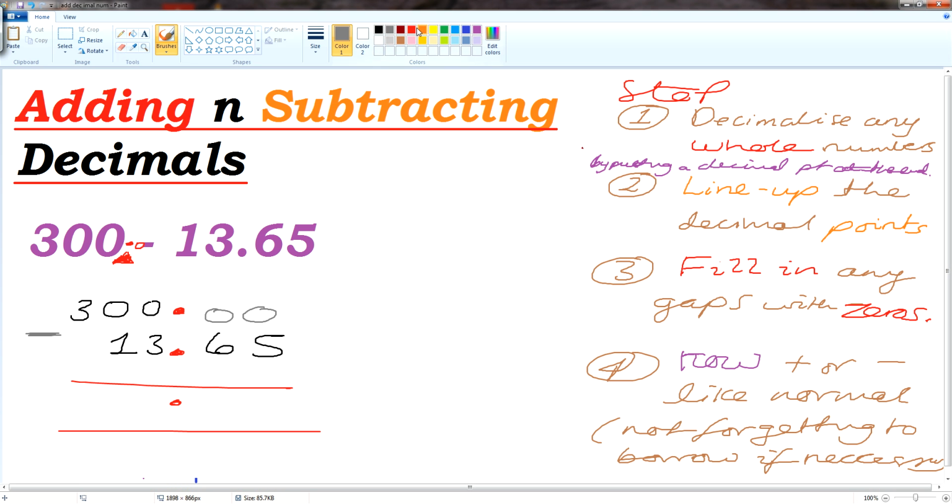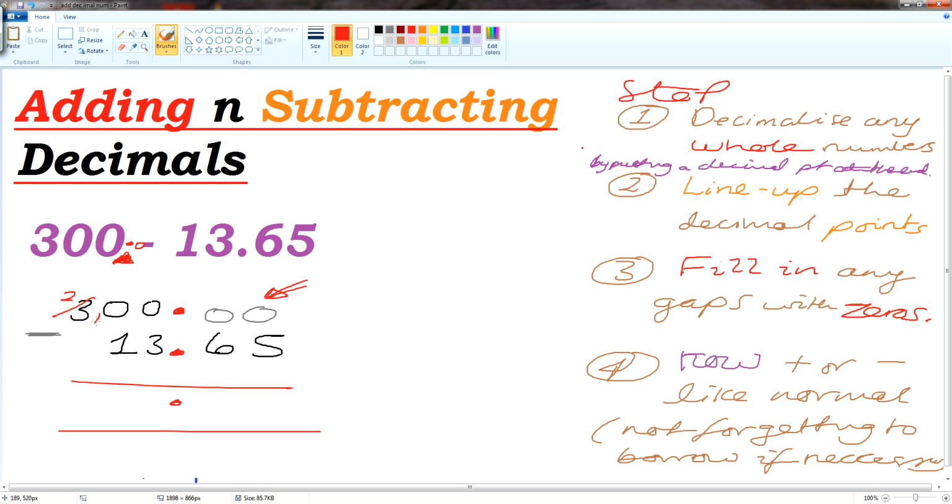Now, when we start the subtraction question, which side do we start, left or right? Right. Always right. So we say 0, take away 5, can we do it? No. So we go to the next one, neighbor, can we borrow? No. And the next one? No. And the next one? No. And the next one? Yes. So 3 becomes a 2.